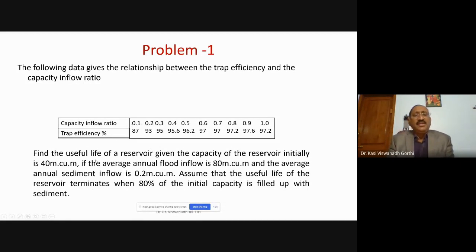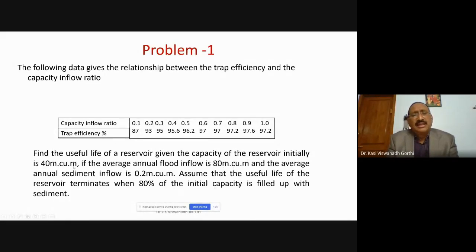Find the useful life of the reservoir given the capacity of the reservoir initially is 40 million cubic meters. M, capital C, capital M also will be used. For your clear understanding, I have just kept an expanded part. 40 million cubic meters is the initial capacity of the reservoir. The average annual flood inflow is 80 million cubic meters. So in 1 year, the inflow coming into the reservoir is 80 million cubic meters.